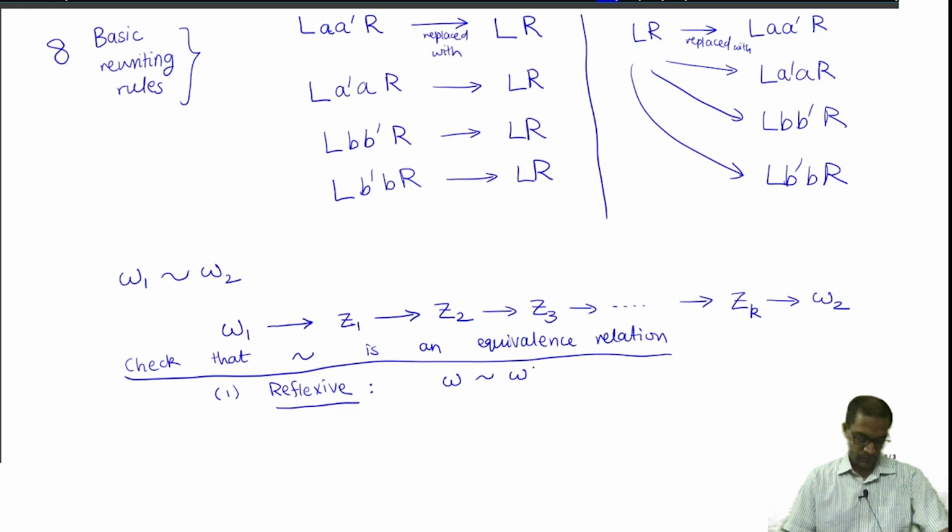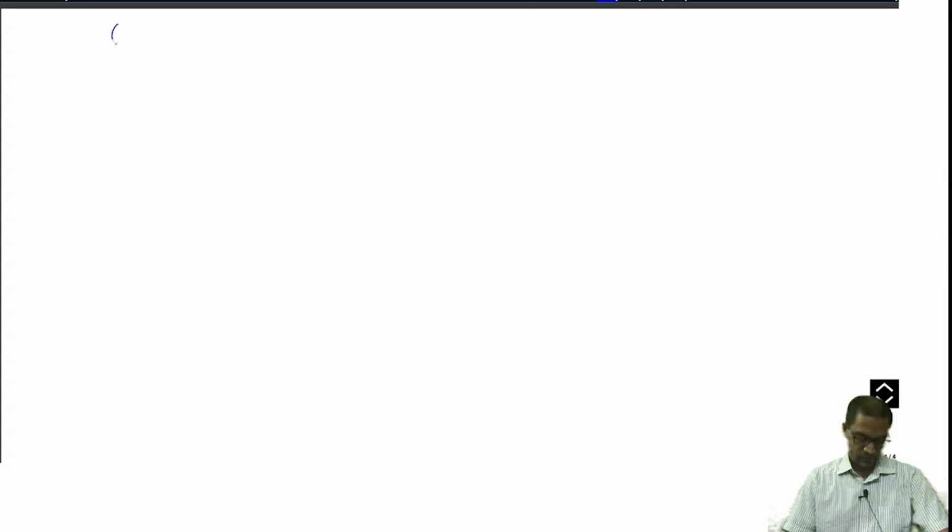In other words, I don't apply any rule. Or if you really wish to actually apply a rule, you can apply, for example, the fifth rule, and then follow it up by applying the first rule. You add in the A A prime and then you delete the A A prime if you wish. So it's in fact a reflexive operation. Let's show the other two properties.